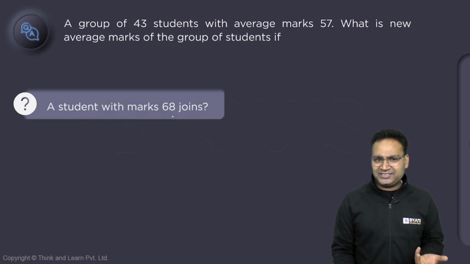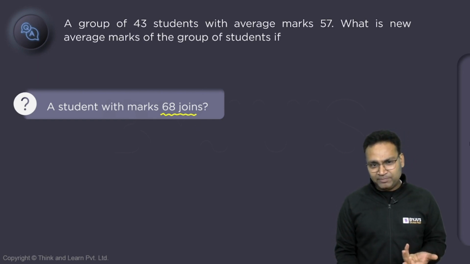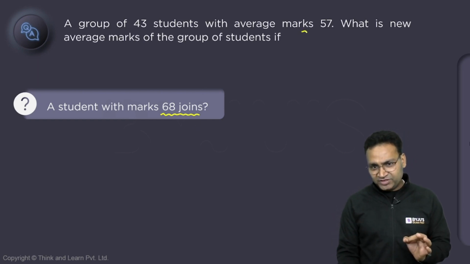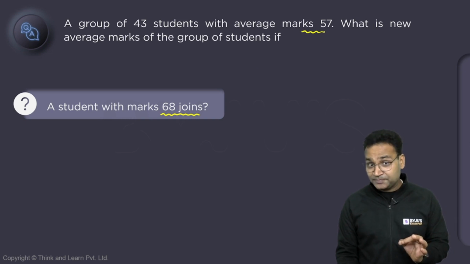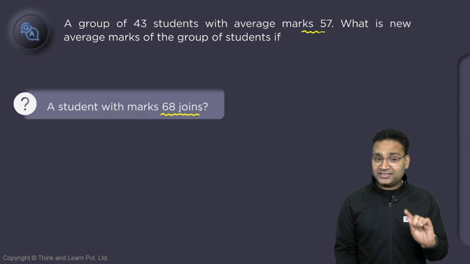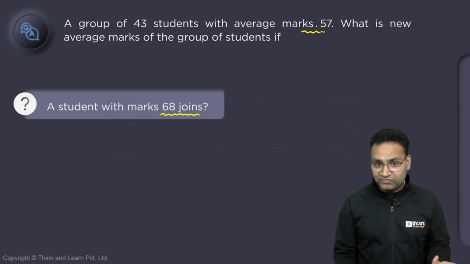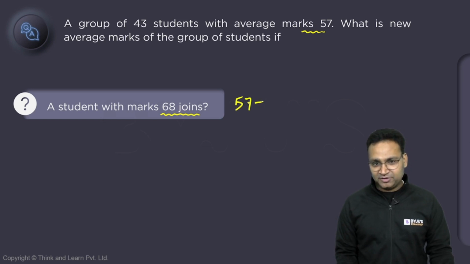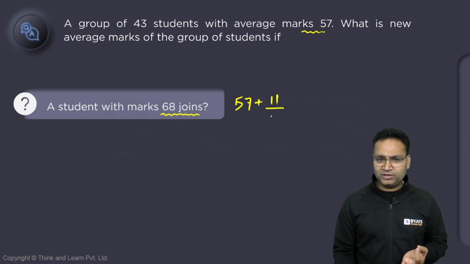Can I directly say, if a rich person joins, he is comparatively rich compared to the average? So I can say this 68 is definitely creating a surplus. What is the surplus? 57, 68, surplus is 11. The initial average is 57. Surplus is 11, divide by what is the number of people in the group now? 44. I hope this is clear.